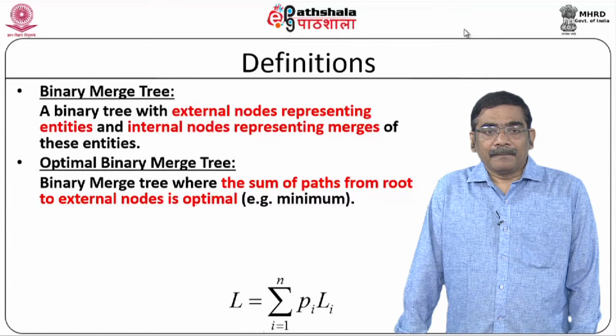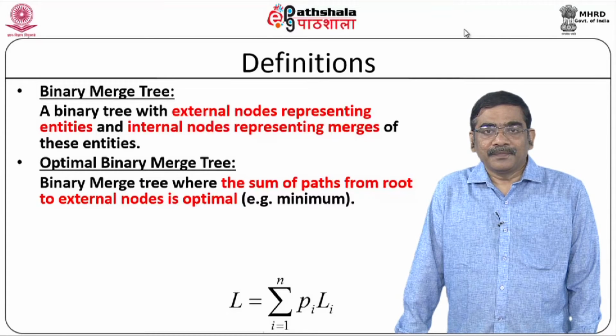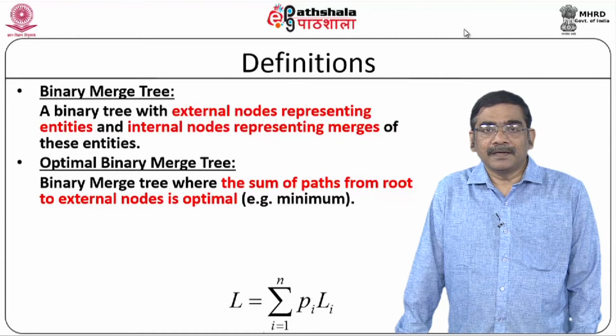An optimal binary merge tree is a binary merge tree where the sum of the paths from the root to the external nodes is optimal, that is minimum.